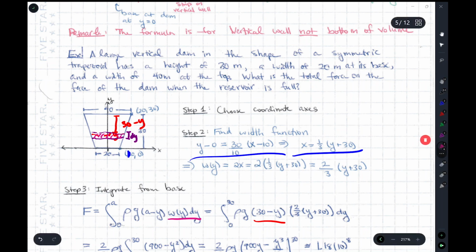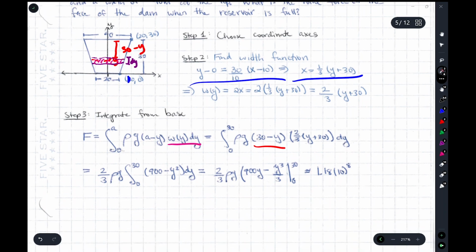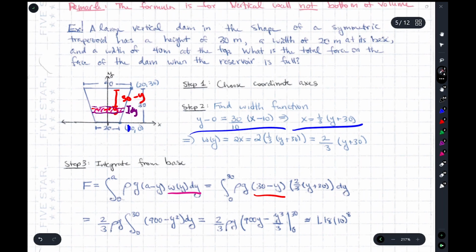And so having set up the formula, which is the hard part, the rest is carrying out the integral: you just find the antiderivative, plug in the bounds, and you get that value there. And you just learned how to compute the total force on the wall of a dam.